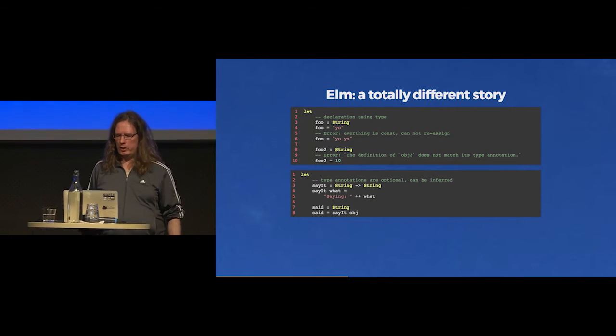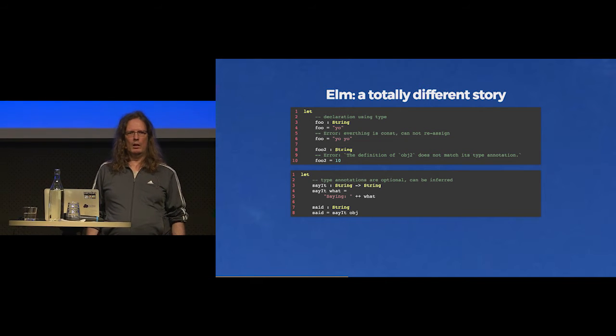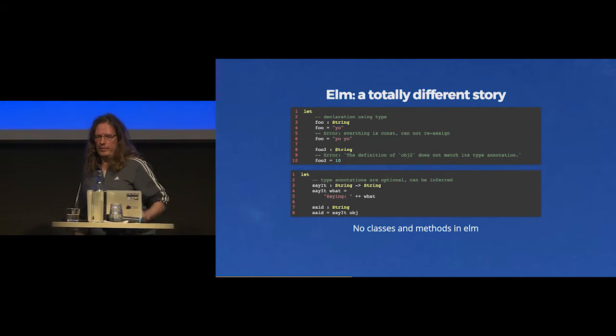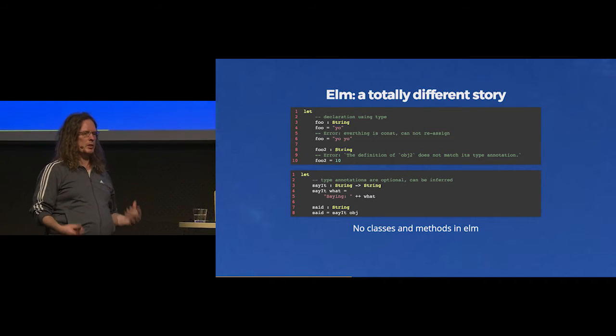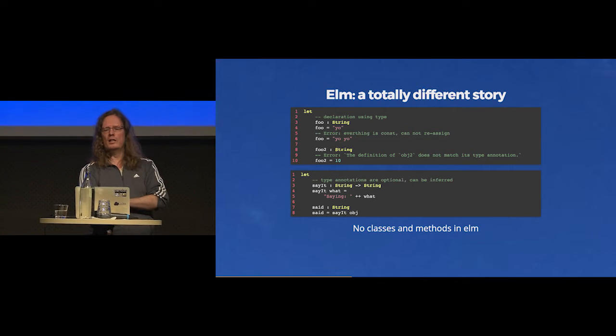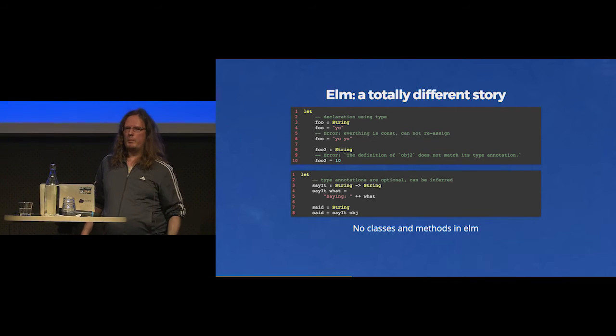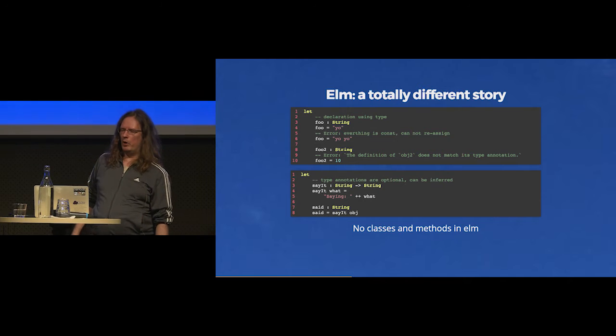By the way, if there are questions, anytime, please. Questions so far? Okay, good. There are no classes, and thus no methods in Elm. So it's not object-oriented, which is strange because it compiles to JavaScript, it lives in the JavaScript ecosystem, and people actually use it for real applications. It's not like, I don't know, other more academic languages.